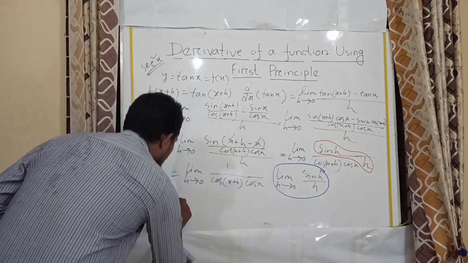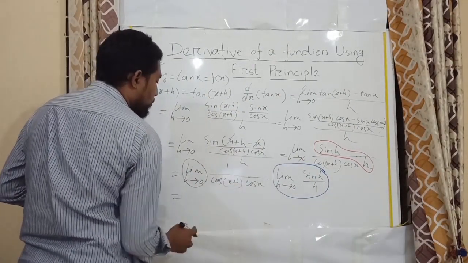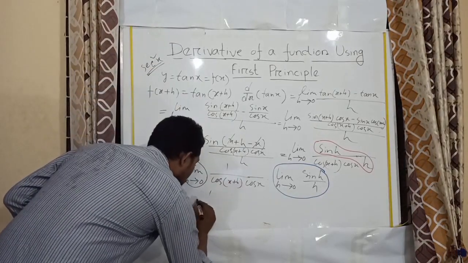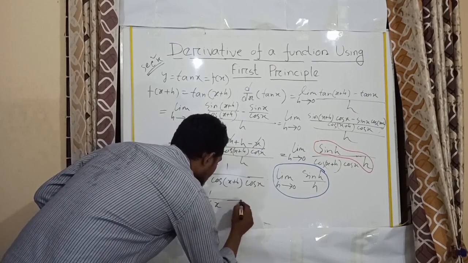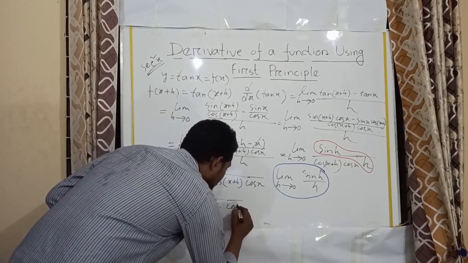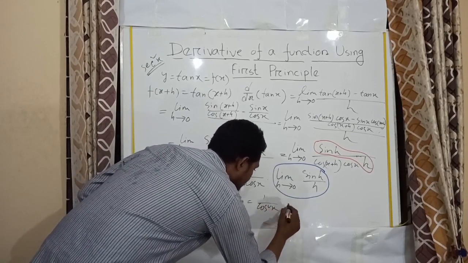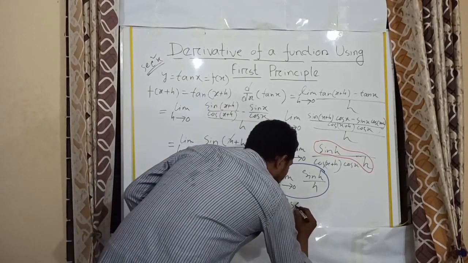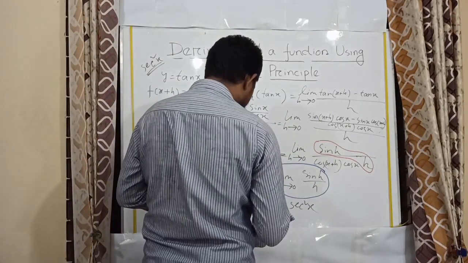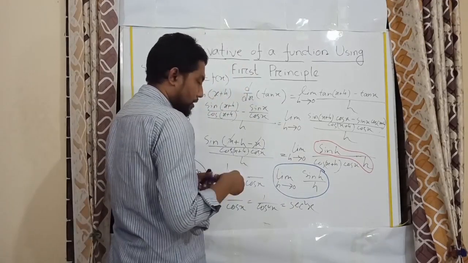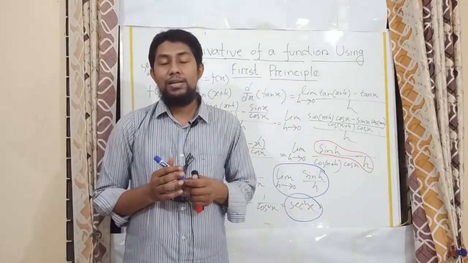So now I am using limit h tends to 0. If it is 0, then it will be 1 by cos of x plus 0, so it will be cos x, and here another cos x, so 1 by cos square x, ultimately it will be sec square x. So we have already got our answer that it is sec square x. That is our answer.